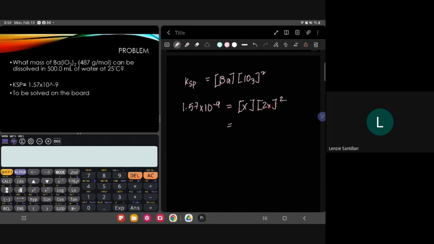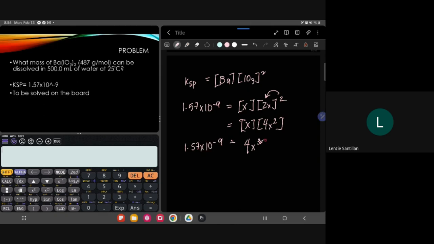Okay, so if we're going to, ito muna, inasa loob muna, yung exponent muna, that will be 4x squared. So this one is times x pa din, kasi wala naman siyang exponent. So this will become 4x cubed. So 1.57 times 10 raised to negative 9.